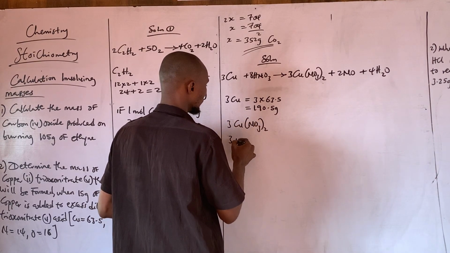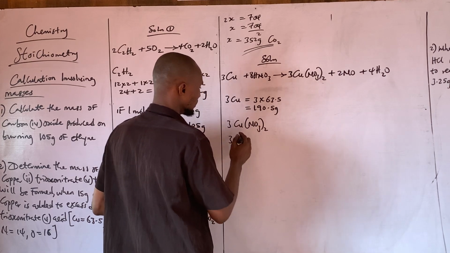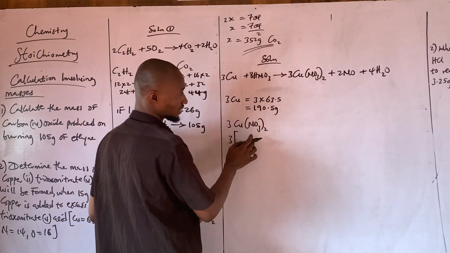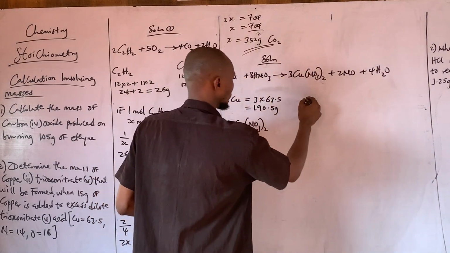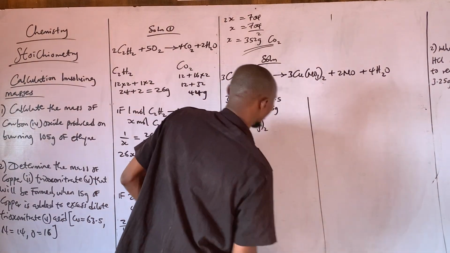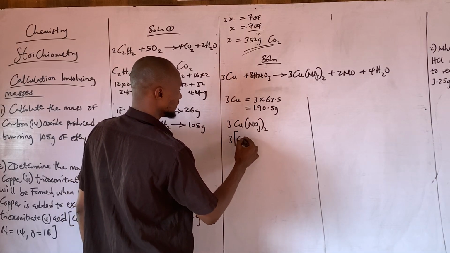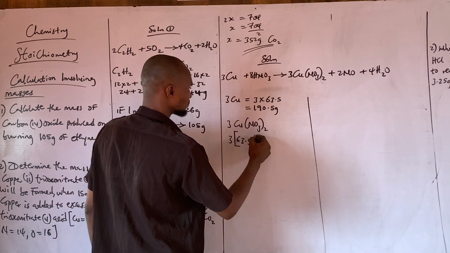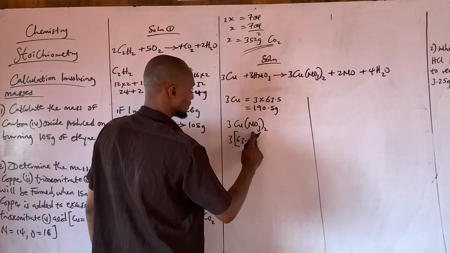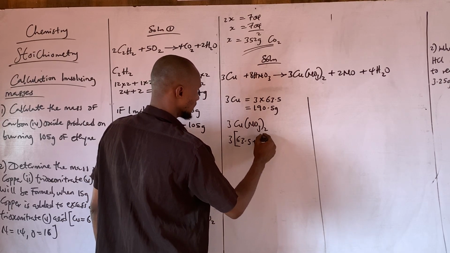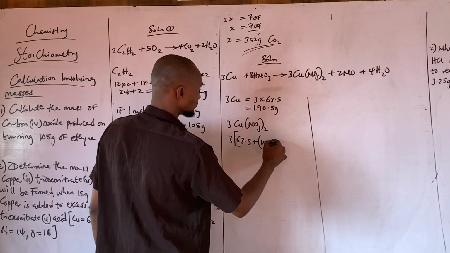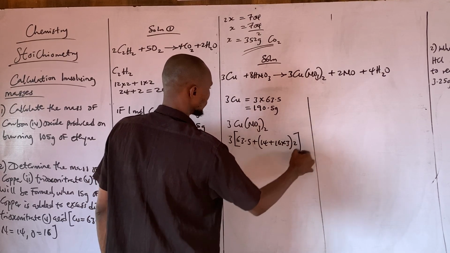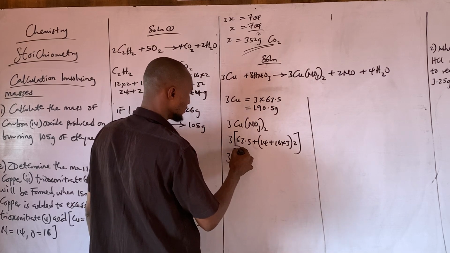Now, this is 3 into bracket. Want to calculate this one now? Copper is 63.5. Yes. Now, small bracket here. No, this is plus. Then small bracket. 14 plus 16 times 3. Yes. Times 2. Is that correct? Yes.